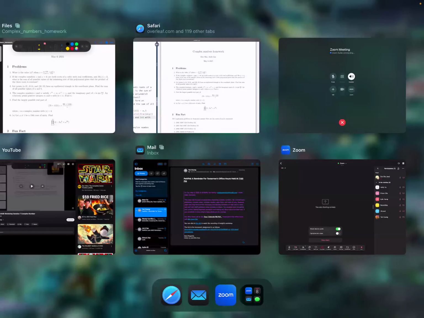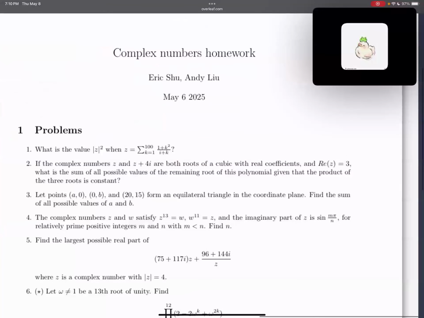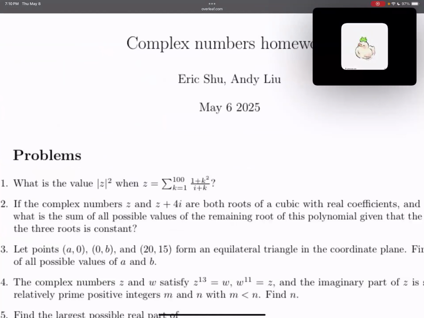Okay. I guess we can just start with question one. If you guys haven't attempted the homework yet, I'd say it is difficult, but manageable. I tried to make the first three problems, which I wrote myself, as tame as possible. So let's start with the first problem.